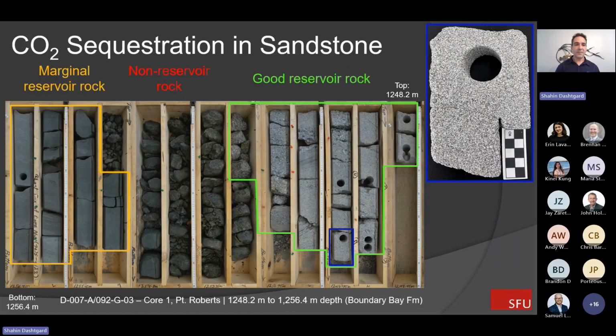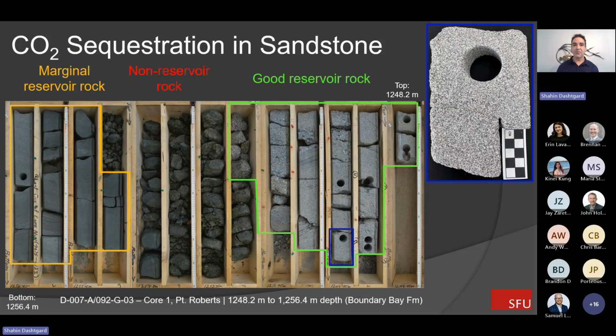This is the picture here on the left-hand side. That's a picture of a core that was taken about 1,200 meters under the ground in Vancouver. And you can see orange, uncolored rock, and then green. The uncolored rock being the red labeling at the top. The finer the grain size, the more muddy the rock is, the worse it is for CO2 sequestration. The more porous and permeable it is, the more sandy and gravelly it is, the better it is for sequestration.